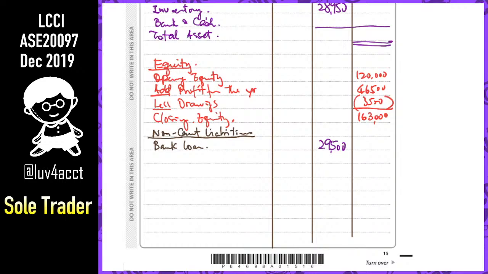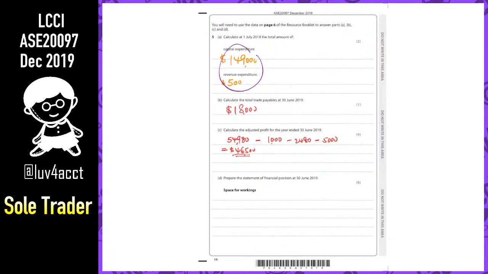Okay, next part we have to think. Do we have any interest accrual? We have to assume we have, but let us look at it. Current liability, let us put the trade payables first. Trade payables we have calculated to be 18,000. I won't write it first because I want to see if I have to write it here or here.